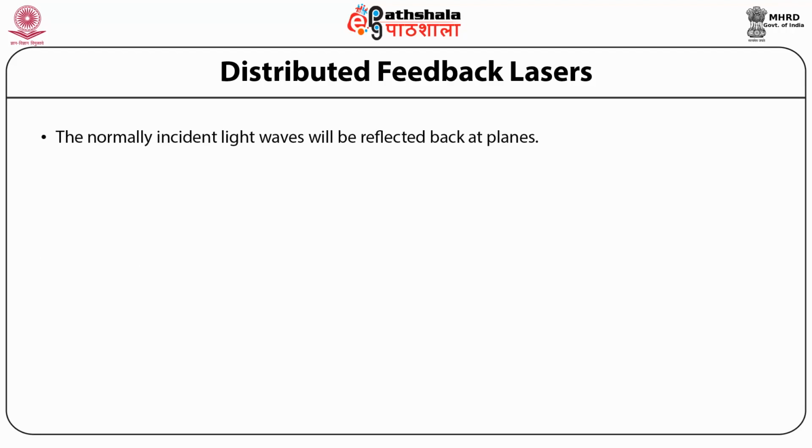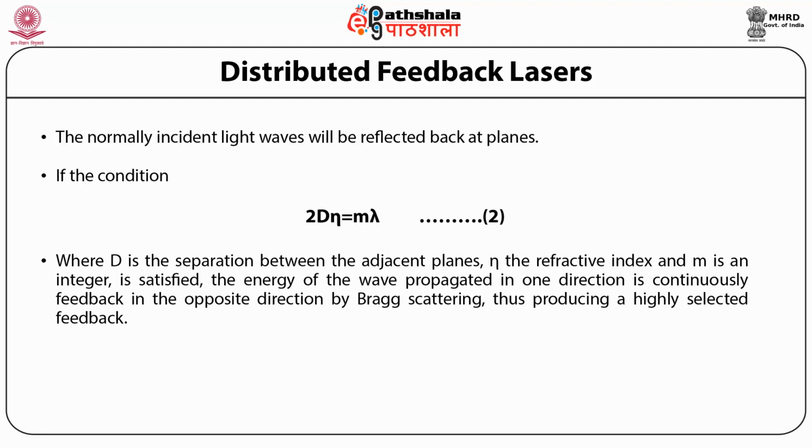The normally incident light waves will be reflected back at planes if the condition 2dn = mλ, where d is the separation between the adjacent planes, n is the refractive index and m is an integer, is satisfied. The energy of the wave propagated in one direction is continuously fed back in the opposite direction by Bragg scattering, thus producing a highly selective feedback.